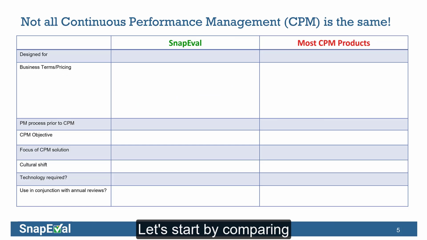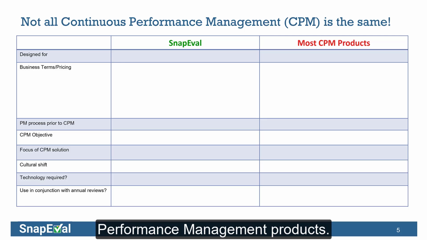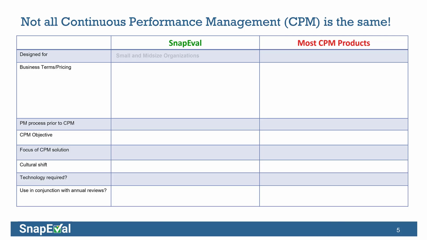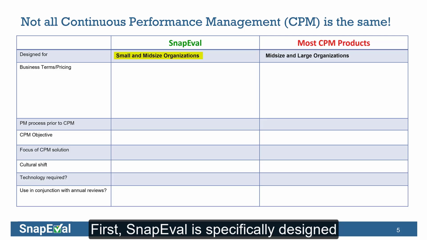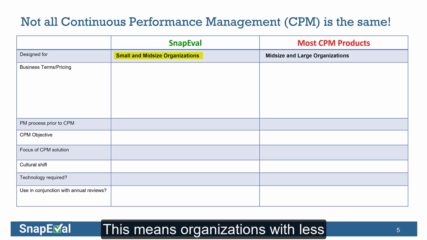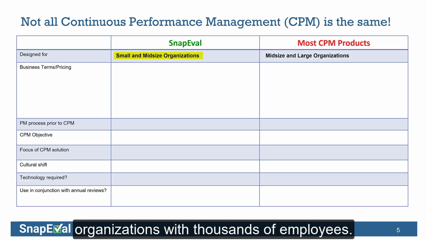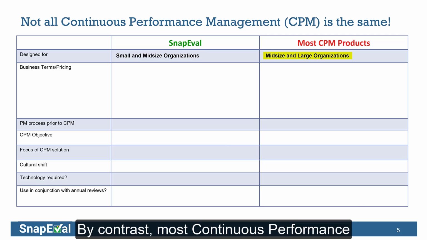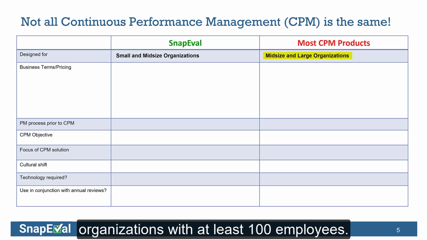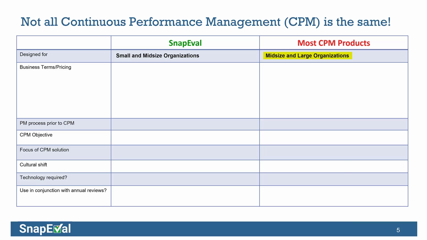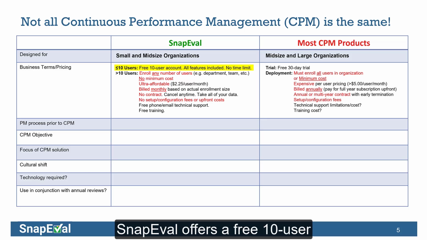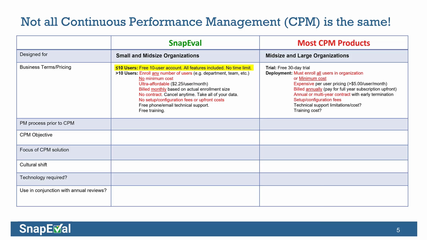Let's start by comparing SnapEval with other continuous performance management products. First, SnapEval is specifically designed for small and mid-sized organizations. This means organizations with less than 10 employees all the way up to organizations with thousands of employees. By contrast, most continuous performance management products are designed for organizations with at least 100 employees. SnapEval offers a free 10-user account with all features included and no time limitations.